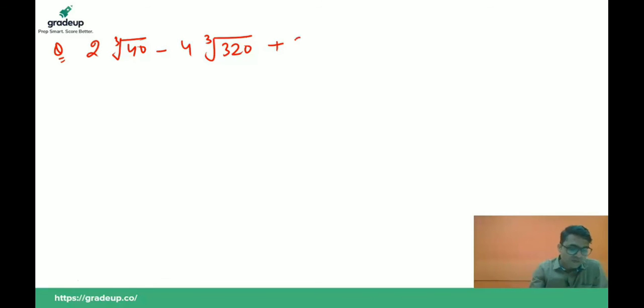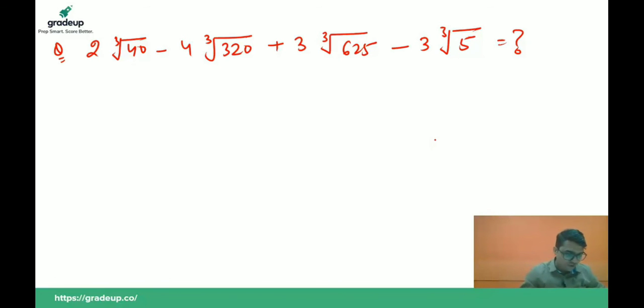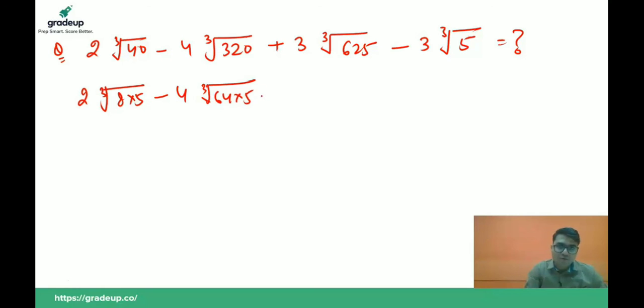Okay. Now the question is 2 cube root of 40, 4 cube root of 320 plus 3 cube root of 625 minus 3 cube root of 5. What is the answer of this? Guys, please pause the video and try to solve this question fast. Okay, now I can write 40 as 8 into 5, 320 as 64 into 5, 625 as 125 into 5, and I can write the last term as it is.